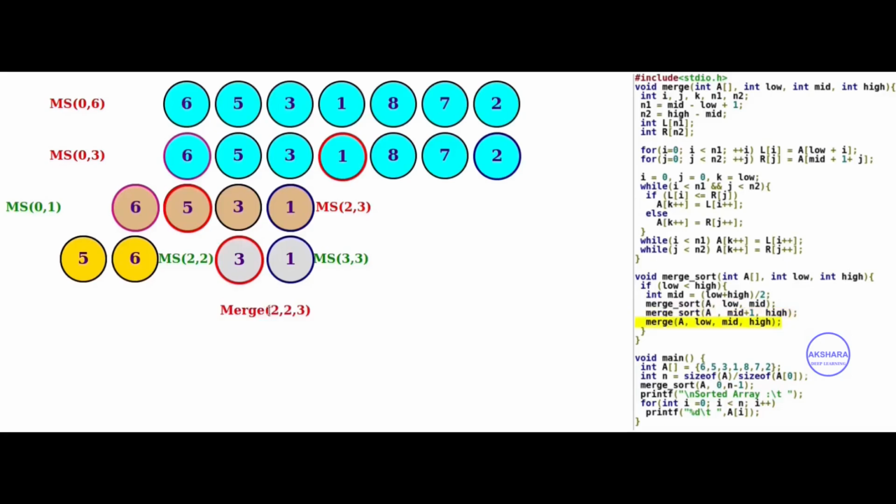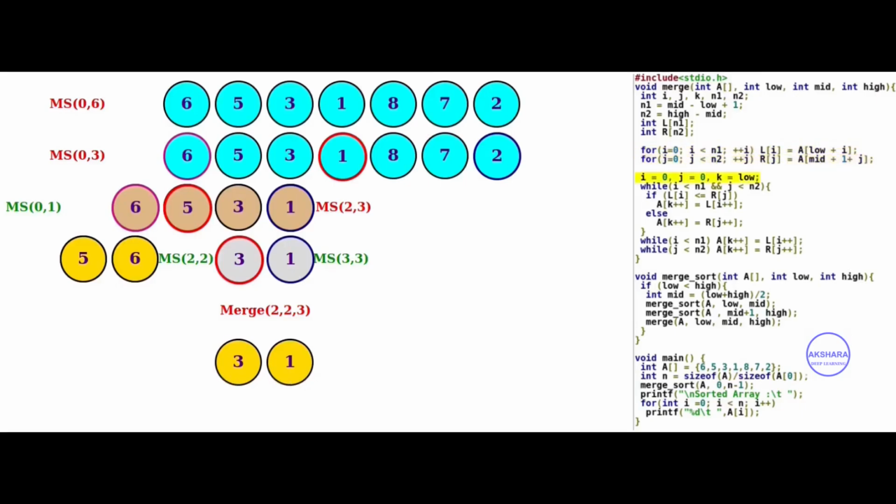Now this merge function will be called with lower index 2, mid index also 2, and higher index 3. So this merge function will be executed. Here low 2, mid 2 and high will be 3. So from the original array, lower index 2 up to mid will be copied into the left subarray L, and mid plus 1 up to high will be copied into this right subarray R. Here this L and R both have a single element. The same previous process will be continued.